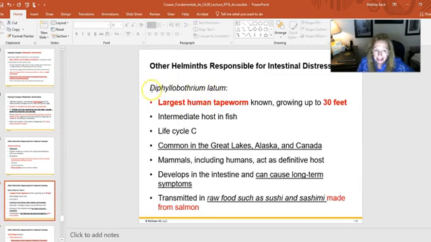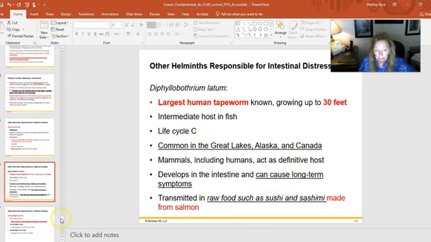Okay. And Diphyllobothrium latum is the largest tapeworm, up to 30 feet. So as large as your small and large intestines. This thing is big. This is pretty common in the Great Lakes, Alaska, Canadian regions. It can cause very long-term symptoms. It's from eating raw foods such as sushi that are made from salmon, so raw fish.